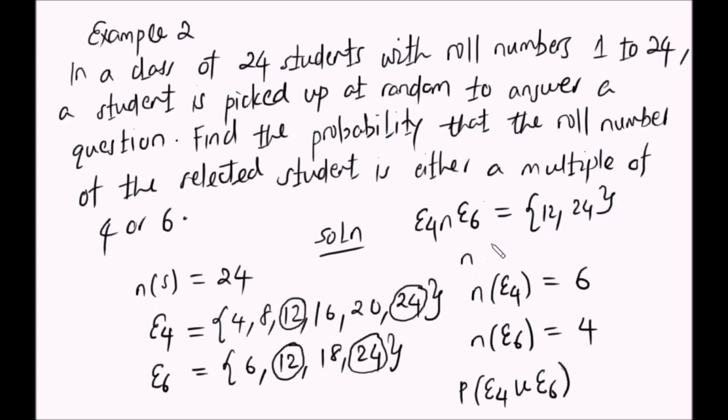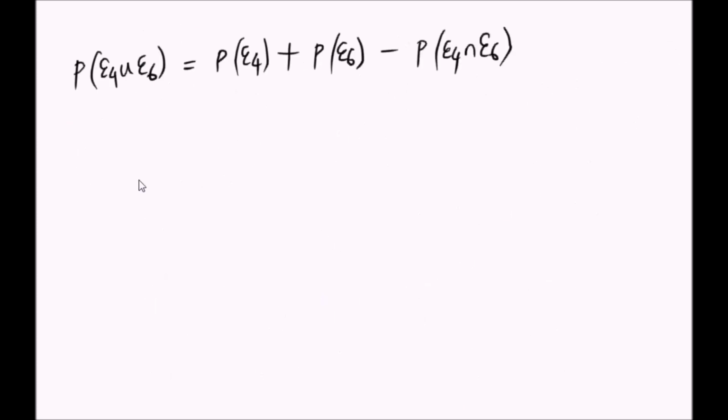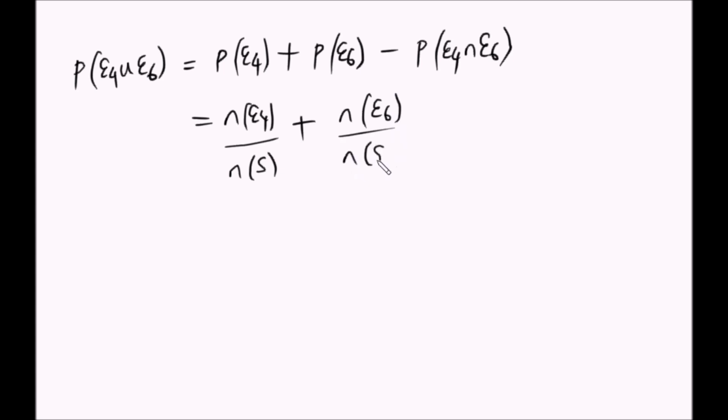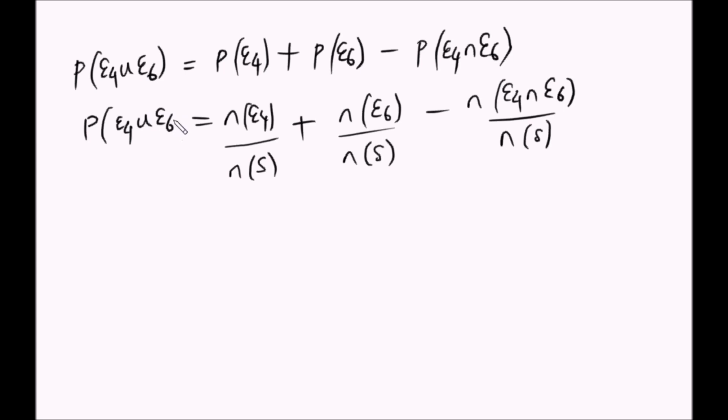Kwa hiyo the number of elements ya hii hapa intersection ni ngapi? Ni 2. So tukirudi sasa kwenye formula yetu, manake hapa itakuwa ni hivi, unajua over jumlisha hivi over minus hivi over hivi. So it's a probability either or.